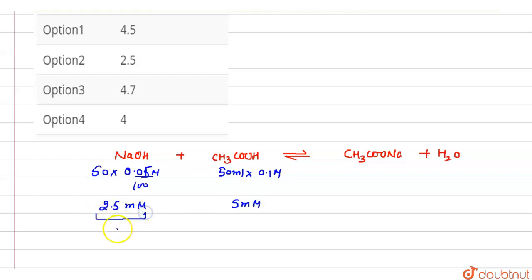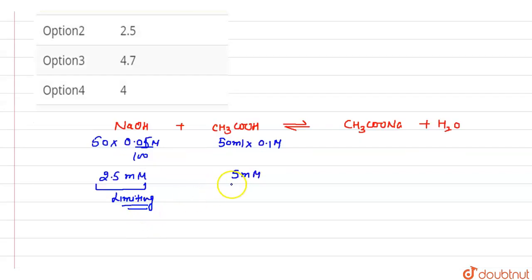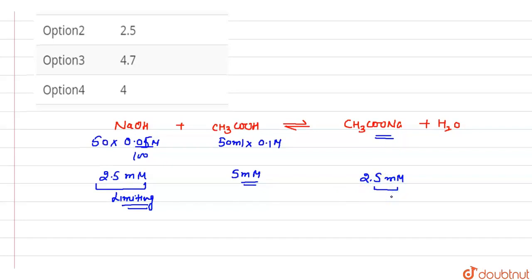Now in this case, this is the limiting reagent. So 2.5 millimoles of sodium hydroxide combines with 5 millimoles of CH3COOH. Thus, overall, how much sodium acetate is formed? Only 2.5 millimoles, because this is the limiting value. So this is how we find out the concentration of sodium acetate also. Now this is a salt, because this is a strong base and this is a weak acid. So this is a salt of strong base and weak acid.